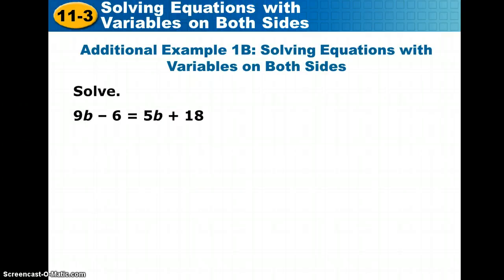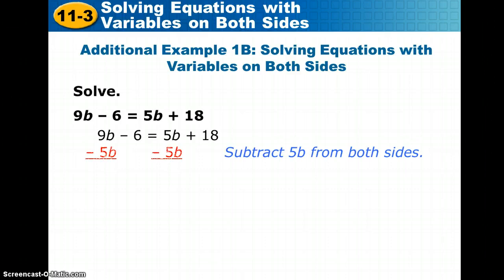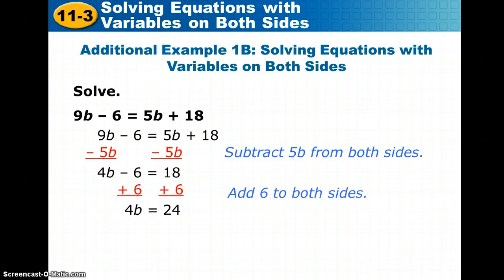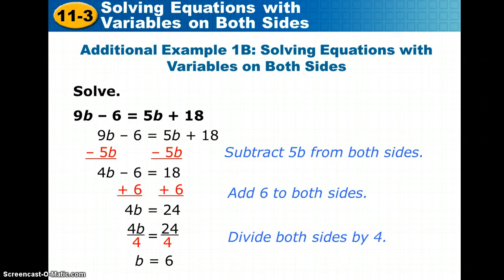So notice we have b's on both the sides and we have numbers on both the sides. So let's go ahead and move all the b's to the left. So I'm going to get rid of my 5b by subtracting 5b from the right and also doing it to the left. That leaves me with 4b minus 6 on the left side and 18 on the right side. So now I need to get rid of the minus 6 the same way that we did it yesterday. So we simply add 6 to both sides, and the result would be 4b on the left, 24 on the right. It is now a one-step equation that we can solve by dividing both sides by 4. Thus, the solution would be b equals 6.